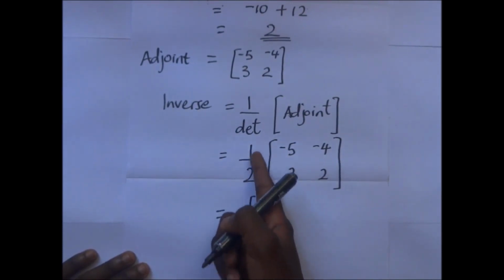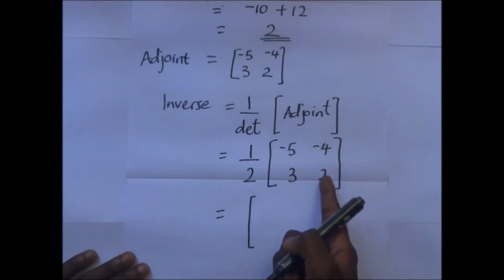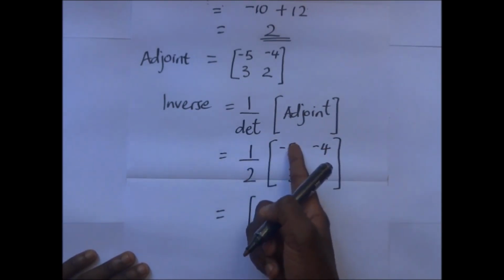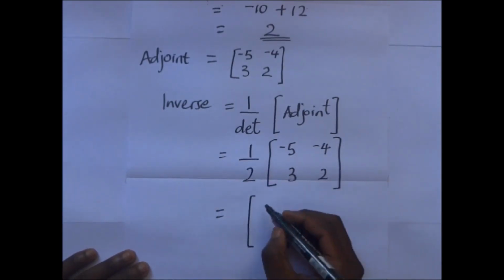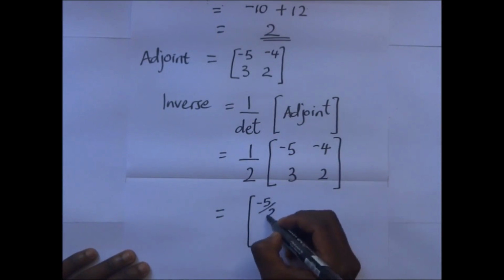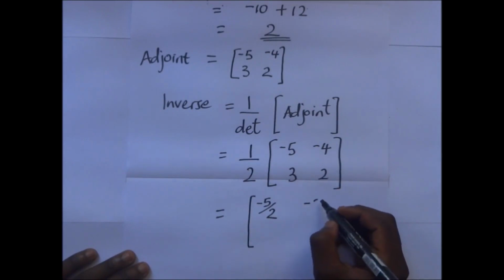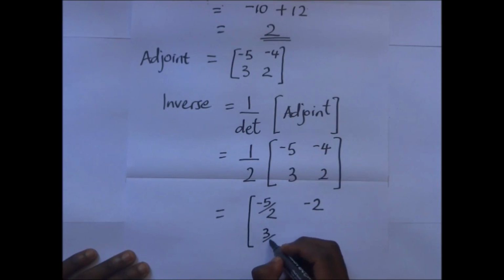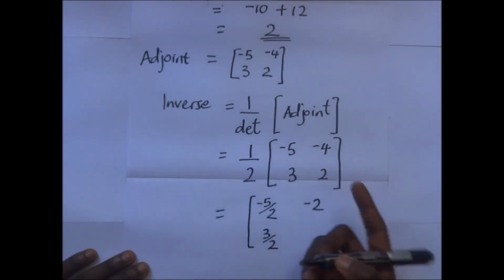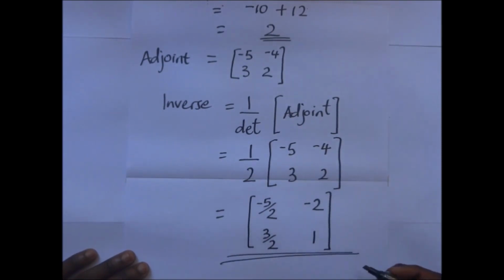And we say that when we're multiplying a scalar by a matrix, we multiply that scalar by each element in that matrix. So it means that this is going to be a half times -5, a half times 3, a half times -4, a half times 2. And our answer here will be -5 over 2. A half times -4 is going to give us -2. A half times 3 is going to give us 3 over 2. Then a half times 2 is going to give us 1. And this is the inverse of matrix.